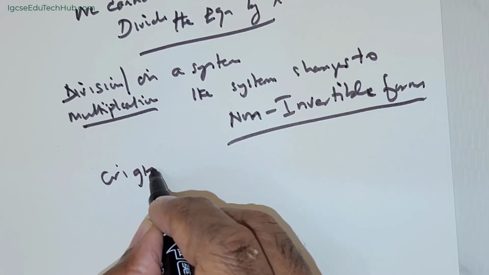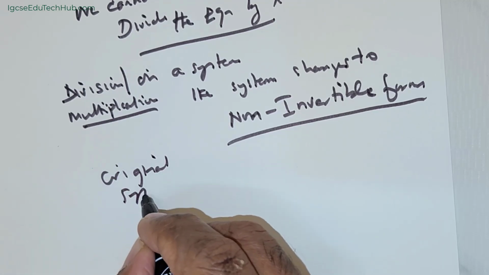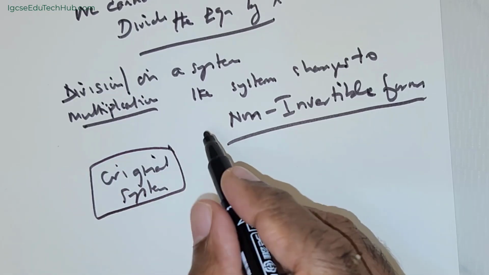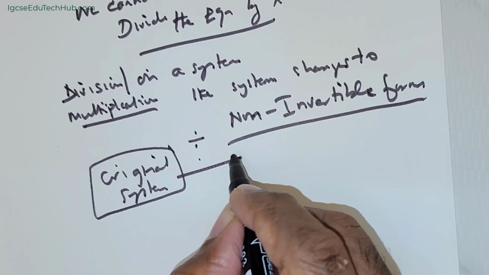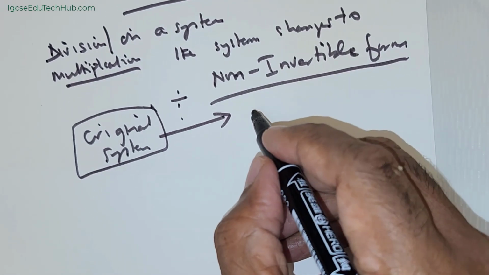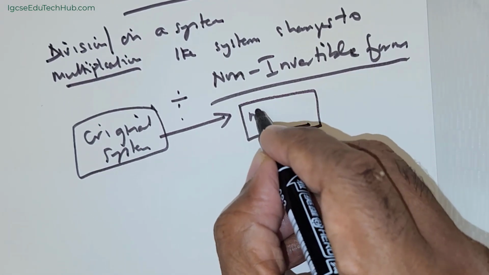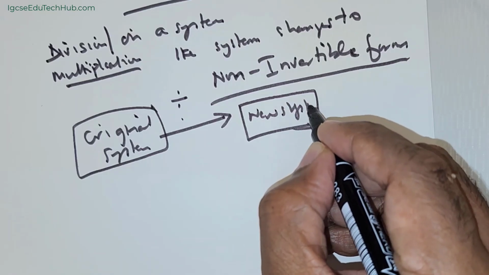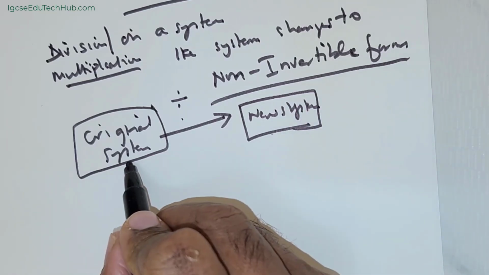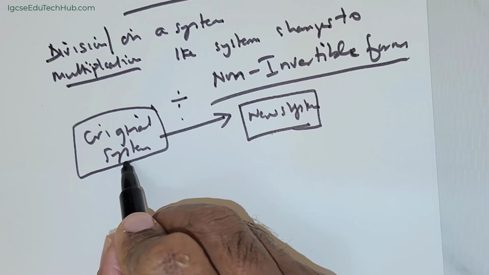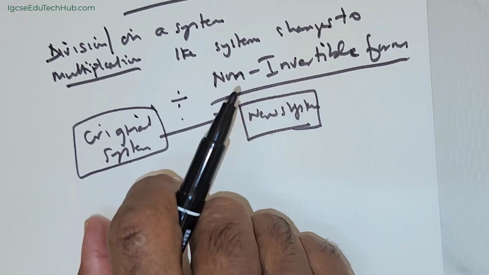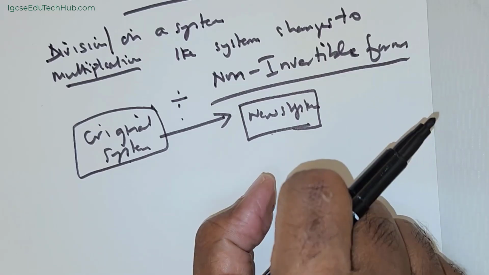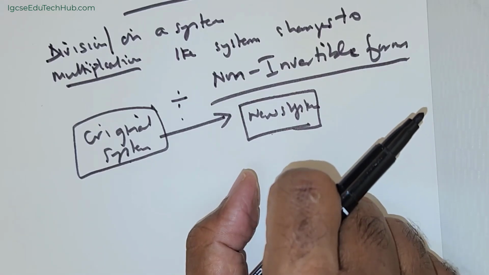Say this is the original system and you are using the division operation on this system. The system will change to a new system. From here you cannot revert back to the original system because this is a new system. We do not know what is the form of the original system from this new system. So that is a very important point you have to know.